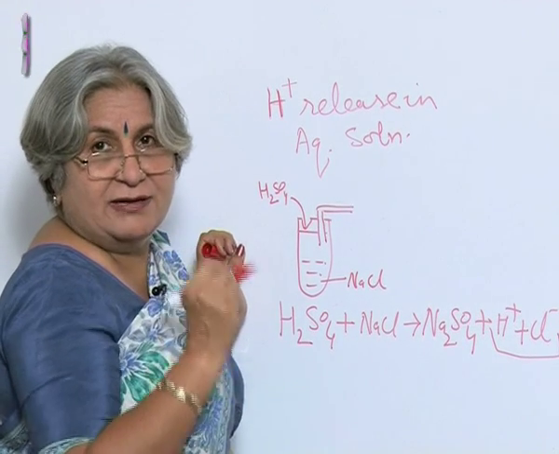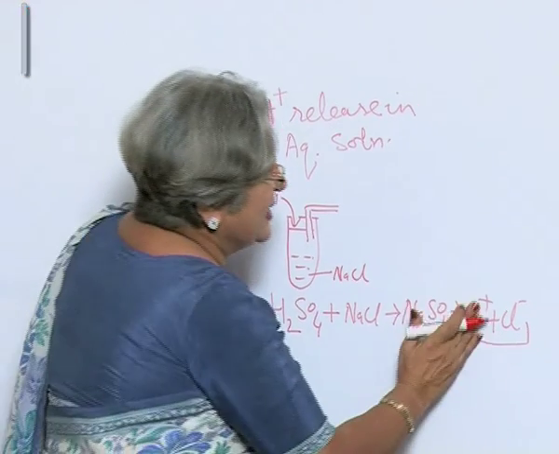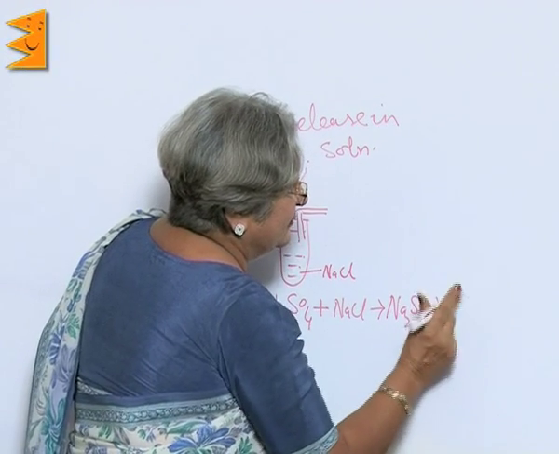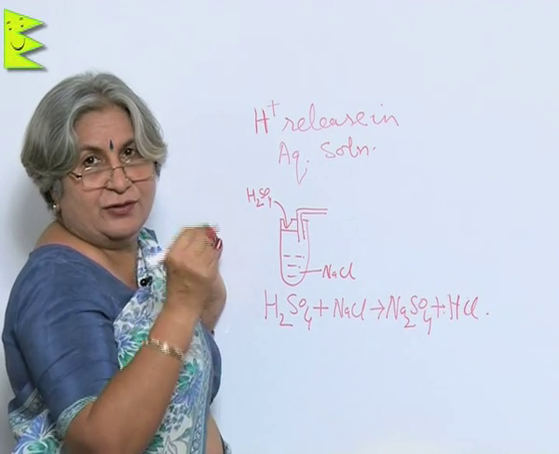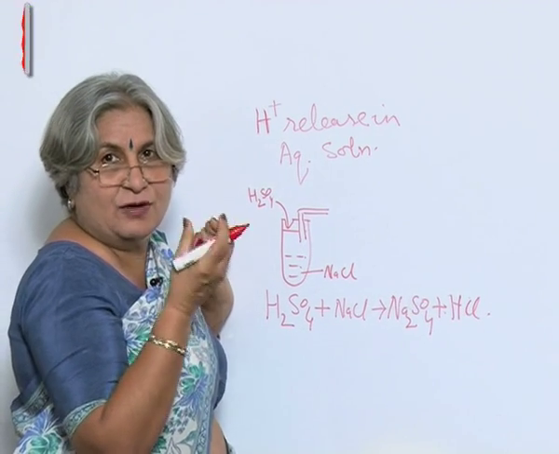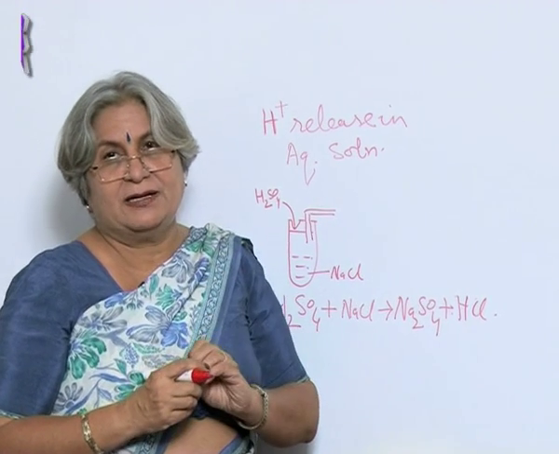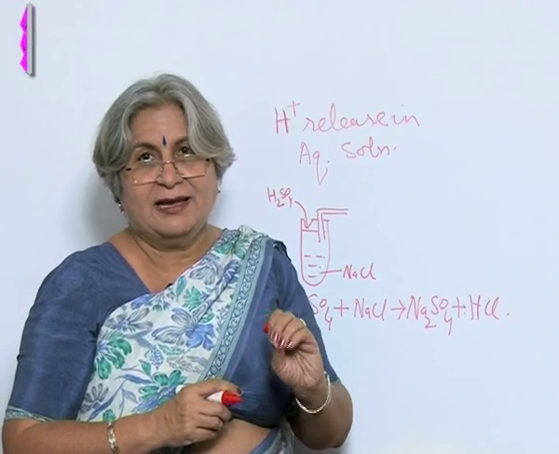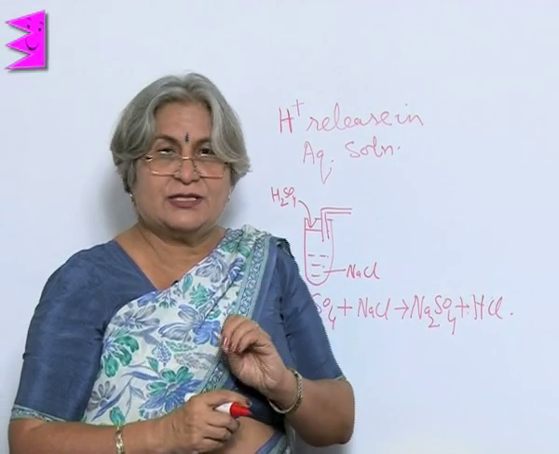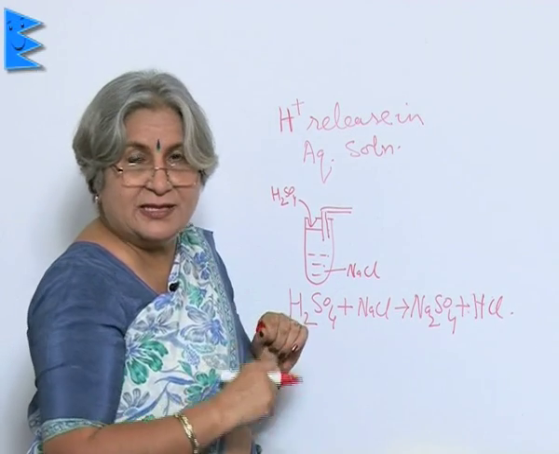Now, if it is in dry state, it is not acidic, then it is just HCl. But in the aqueous solution, the hydrogen ions are released and that is what makes it acidic, and that is why the wet litmus paper turned red and not the dry one. So, we can say that in the aqueous solution hydrogen ions are released. And what happens in the case of base?